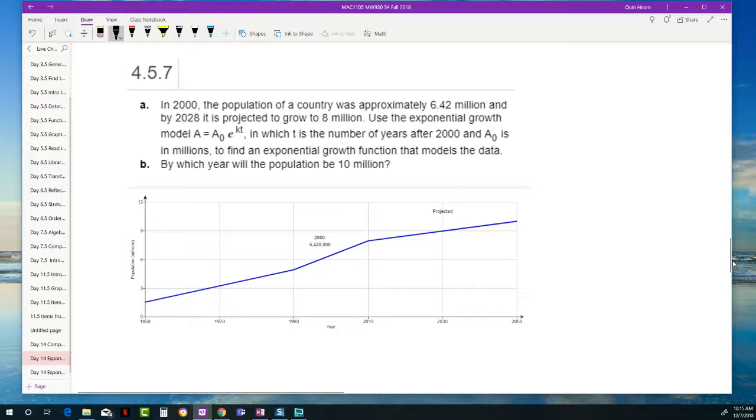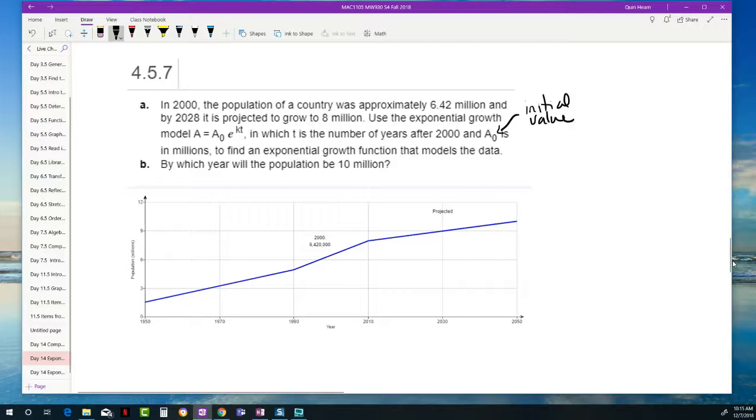Use the exponential growth model A equals A sub 0 times e to the kt, in which t is the number of years after 2000, and A sub 0, which, by the way, again, we often refer to as the initial value, is in millions, to find an exponential growth function that models the data. So this time they're giving us information about the function and we're writing the function.